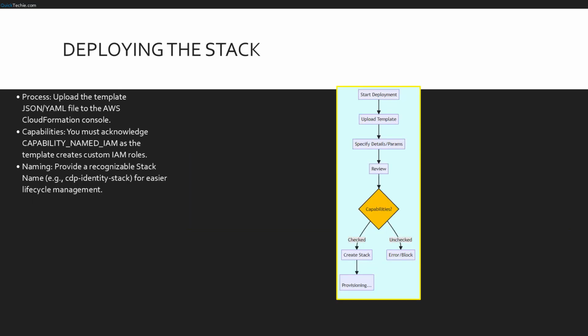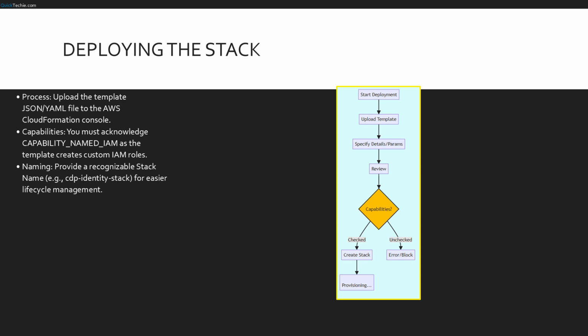How do you execute this? You start in the AWS CloudFormation console. You select Create Stack and upload the template file you downloaded from Cloudera documentation. During the review step, you will encounter a critical checkbox, acknowledging capability named IAM. This is AWS's way of confirming you understand that this script creates IAM roles with specific names, which could potentially escalate privileges. You must check this box to proceed. Finally, give your stack a clear name so you can identify it later.